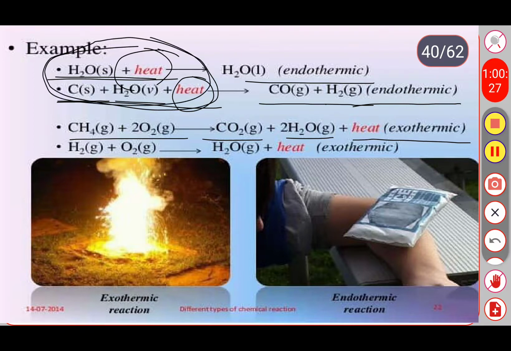Okay, next one, when hydrogen is combined with the oxygen, it forms water and it releases some kind of heat. So this is also the best example for exothermic reaction. See one more piece of information related to exothermic reaction. Respiration is a best example for exothermic reaction.